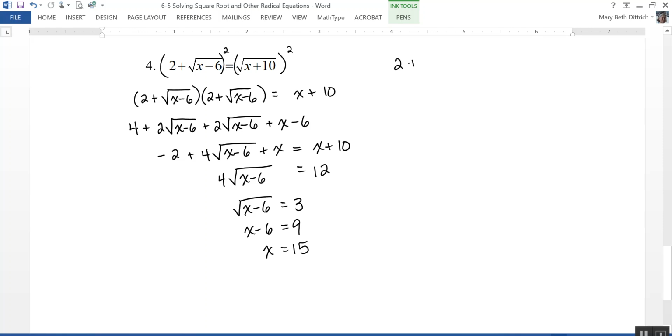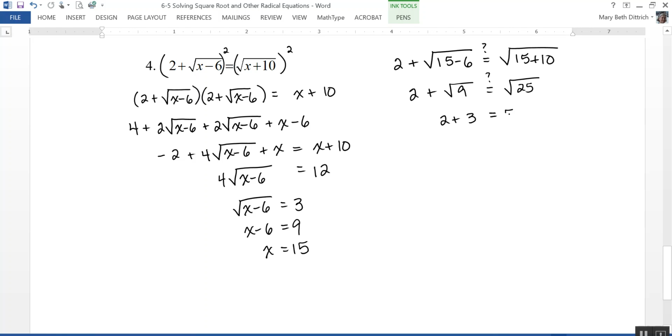So is 2 plus the square root of 15 minus 6 equal to the square root of 15 plus 10? Is 2 plus the square root of 9 equal to the square root of 25? Yes, 2 plus 3 is equal to 5. This works, and I have one solution.